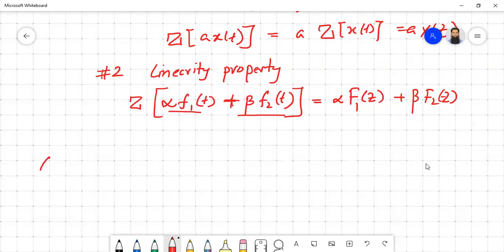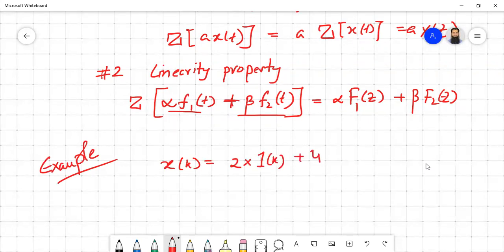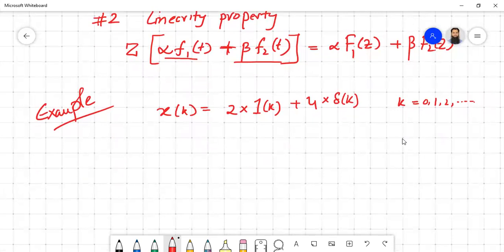Now, one example of linearity we have to see is from the Digital Control Engineering book. Say x(k) is our signal with a pattern like this: 2 into 1(k) plus 4 into delta(k), where k ranges from 0 to infinity. In this scenario, what should be the value of the Z transform X(z)? We have to figure it out.